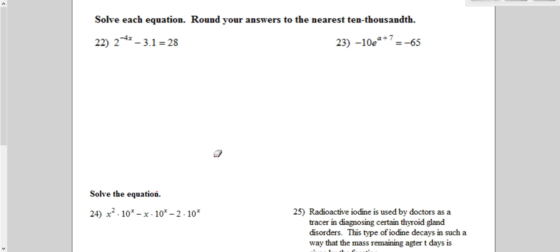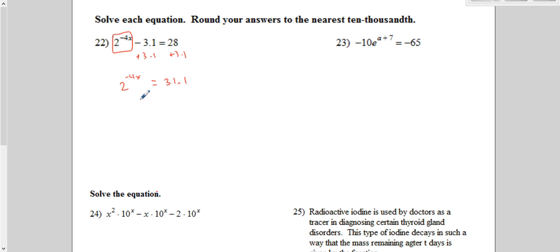This is 5.1 to 5.4 test review, starting with number 22. When we have a variable in the exponent of an expression and we are trying to solve the equation, what we need to do is isolate the exponential part of the expression. So we need to get rid of the subtraction of 3.1. We will add 3.1 to both sides. We get 2 to the negative 4x equals 31.1.